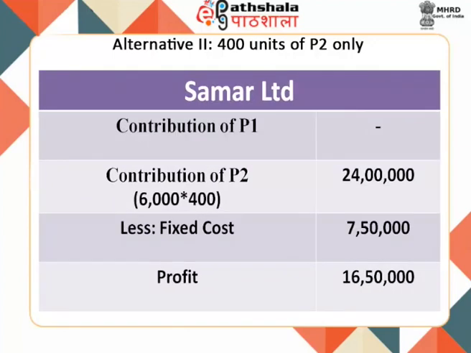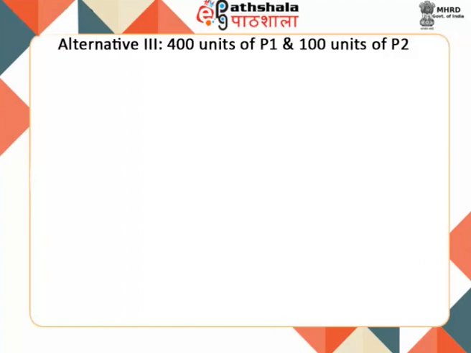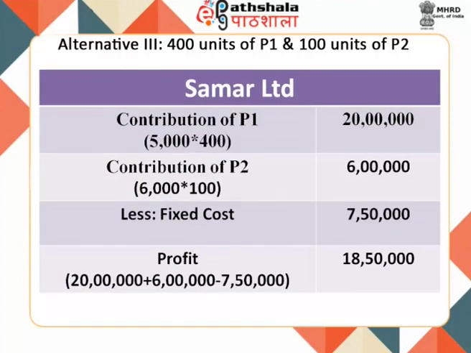In the second alternative, we have 400 units of P2. We get the profit of rupees 16 lakhs 50,000 after subtracting the fixed cost from the contribution of 400 units of P2, that is 400 multiplied by 6,000, which equals 24 lakhs. Similarly, we can arrive at the profit figures for the third alternative, wherein we have 400 units of P1 and 100 units of P2. The contribution comes to be 26 lakhs, and after subtracting the fixed overheads of rupees 7 lakh 50,000, we get a profit of rupees 18 lakhs 50,000.